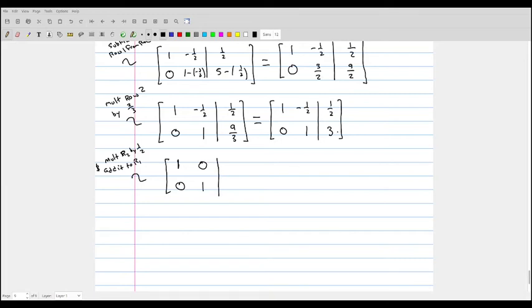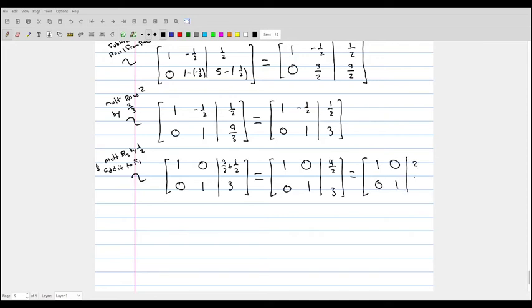And lastly, I multiply 3 by 1/2 and add it to 1/2, I get 3/2 plus 1/2, which is the same thing as 1, 0, 0, 1, and this is 4/2. This is 3, which is the same thing as 1, 0, 0, 1, 2, 3.